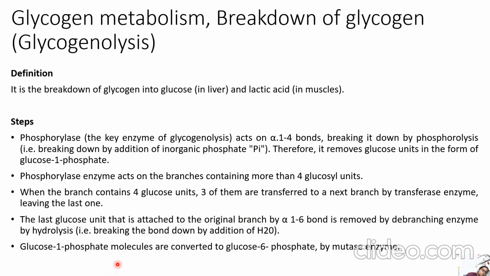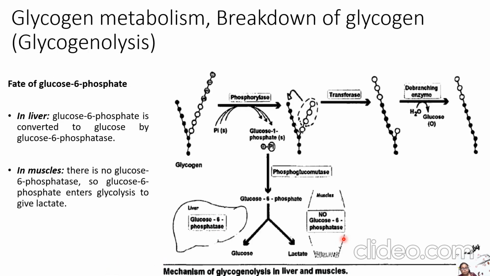Then glucose 1-phosphate molecules are converted to glucose 6-phosphate by the mutase enzyme. Now, what is the fate of glucose 6-phosphate? In liver, glucose 6-phosphate is converted to glucose by glucose 6-phosphatase. In muscles, there is no glucose 6-phosphatase, so glucose 6-phosphate enters glycolysis to give lactate.